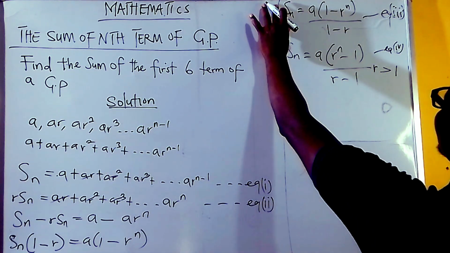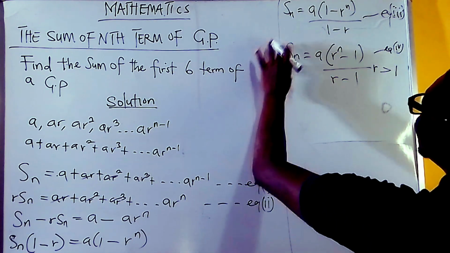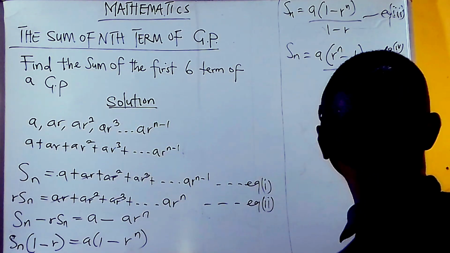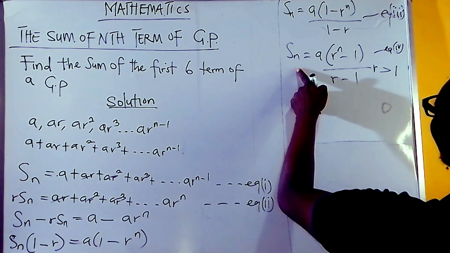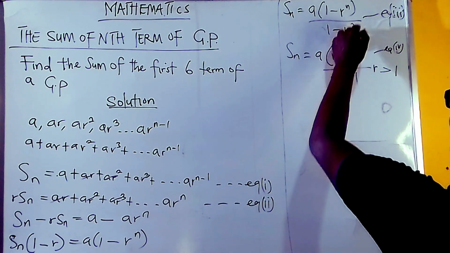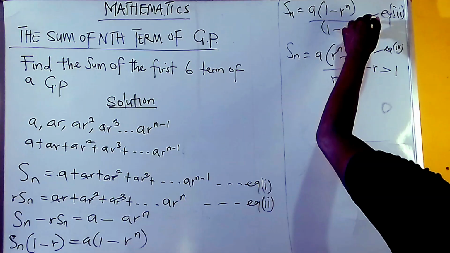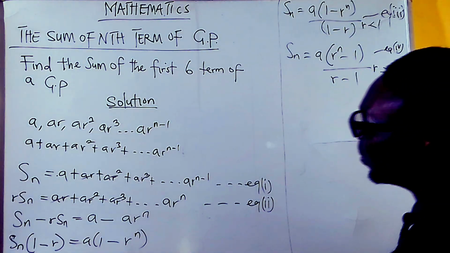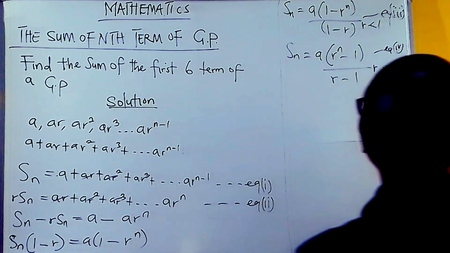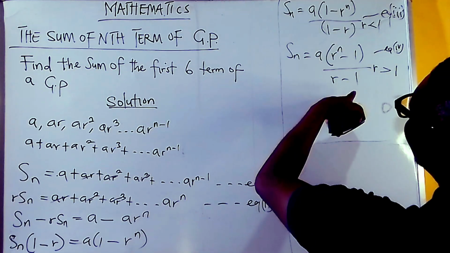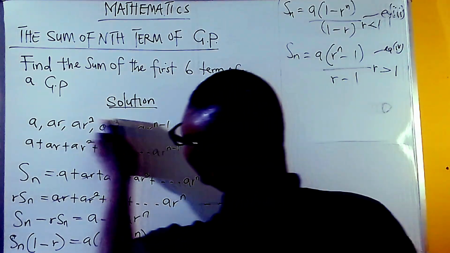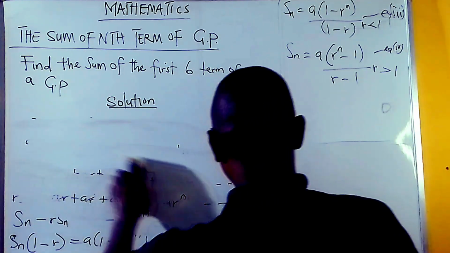So you can use this formula and also this formula to solve the sum of n terms of a geometric progression. Here, you use it when your r is greater than 1. Then for this, you use it when r is less than 1. So now you know the formula for calculating the sum of the n terms of a GP. Now, let's solve an example on the board.